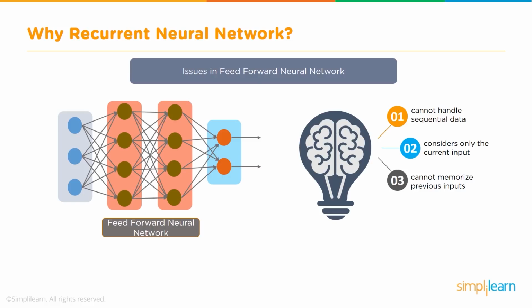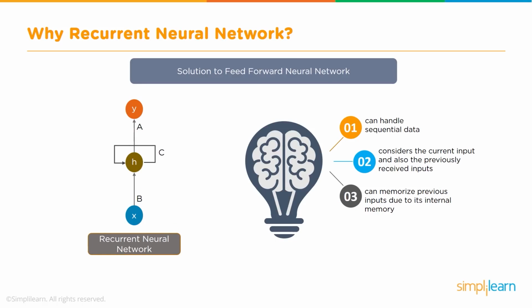A feed-forward doesn't look at any of that. It just looks at this is what's coming in. And it cannot memorize previous inputs, so it doesn't have that list of inputs coming in. Solution to feed-forward neural network.